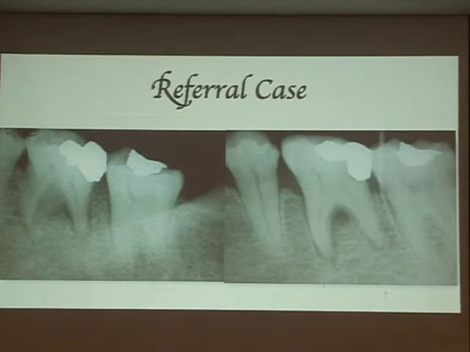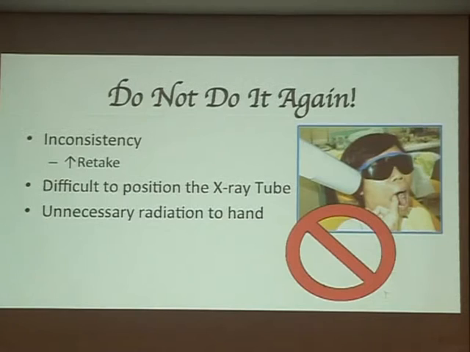This is a case. The dentist referred it to me with this X-ray. They said the 36 has some abnormal anatomy, so he was not confident to do it. But it's not abnormal anatomy, it's only because of the way he took the X-ray, the tooth is a bit distorted in the X-ray. It's really straightforward endodontics. Once you have a good X-ray, you can take it. So don't do it again.